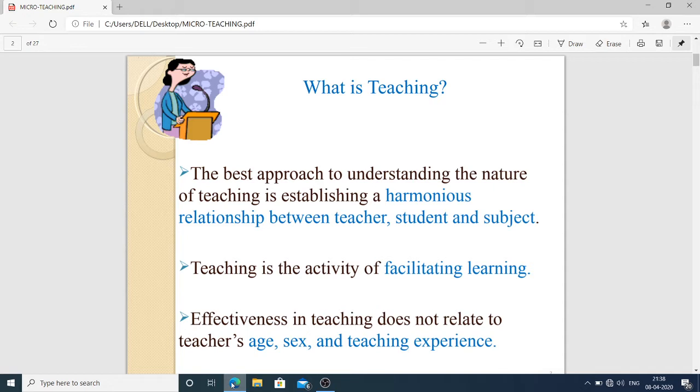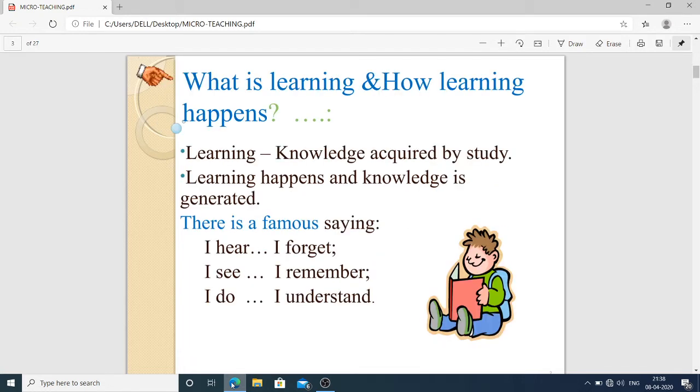First of all, I would like to talk about what teaching is. The best approach to understanding the nature of teaching is establishing a harmonious relationship between the teacher, the student and the subject. Teaching is the activity of facilitating learning to learn new things. Effectiveness in teaching does not relate to teacher's age, gender and teaching experience.